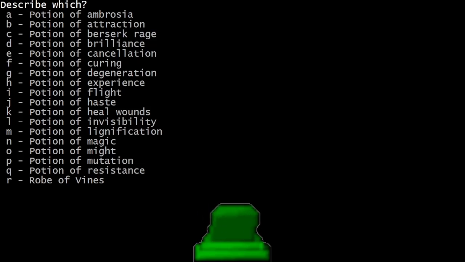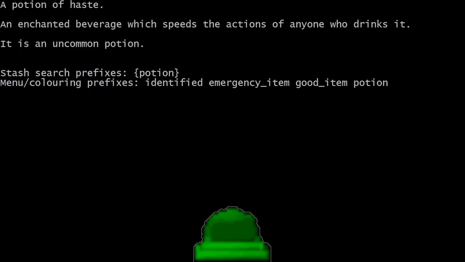But anyway, next on our list we have Potion of Haste, an enchanted beverage which speeds the actions of anyone who drinks it. It is an uncommon potion, and it is also one of the strongest consumables that exists in the game. Potion of Haste is close to the pinnacle of offense and defense when it comes to consumables.